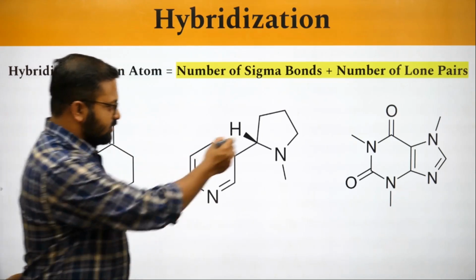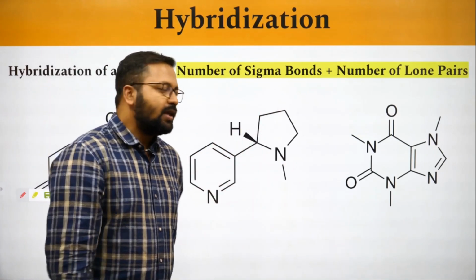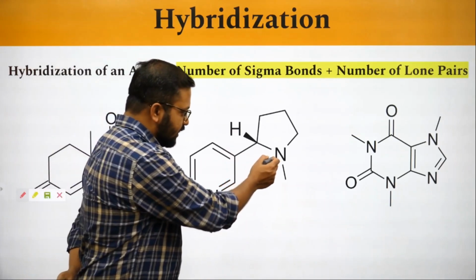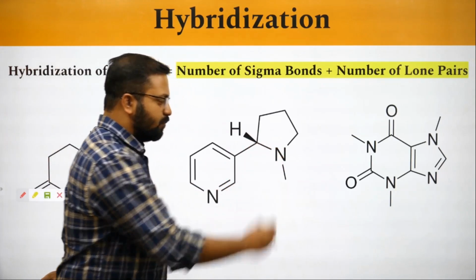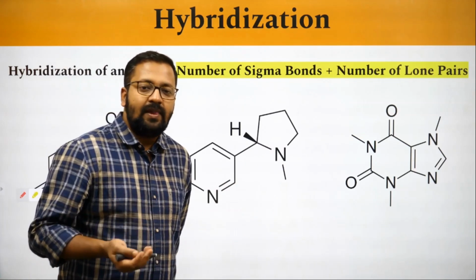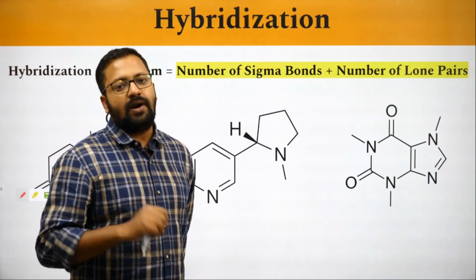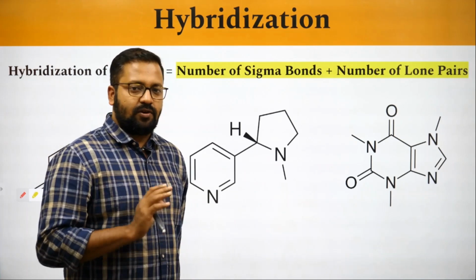The first structure that we would be taking is this one. This is the structure of nicotine. So let's start with nitrogen. Nitrogen has formed 3 bonds, but nitrogen has 5 electrons in its valence shell. Why? It is a member of p block, and in the p block, the electrons in the s orbital and p orbitals become your valence electrons.